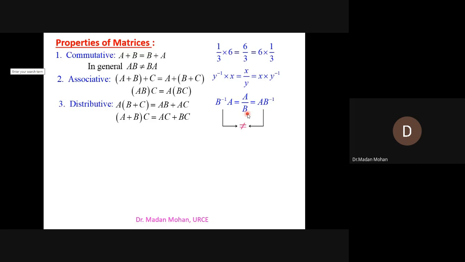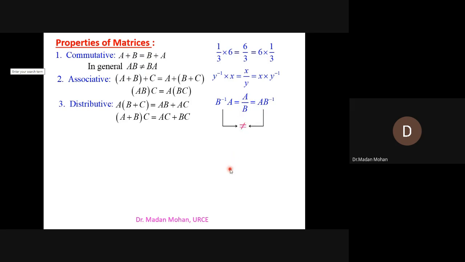That's why we have never faced A by B notation in any test. If somebody asks you why A by B notation is not there in matrices, it is because of the lack of commutative property in matrices. We don't have the commutative property. That's why we are unable to use the notation A by B.